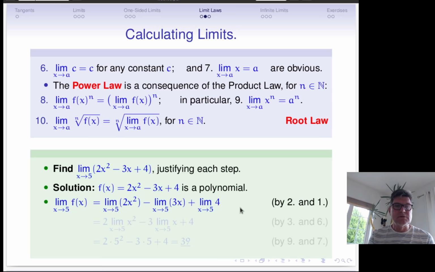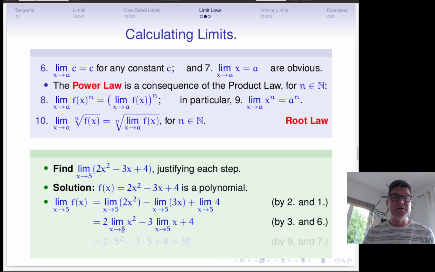Now, we're still not there yet, but we can now apply the rule number 3, the constant multiple law, to compute the limit of 2x squared as 2 times the limit of x squared as x goes to 5, and the limit of 3x as 3 times the limit of x as x goes to 5. And 4 is a constant. We've just seen this here. The limit of a constant is that constant, so this is 4.